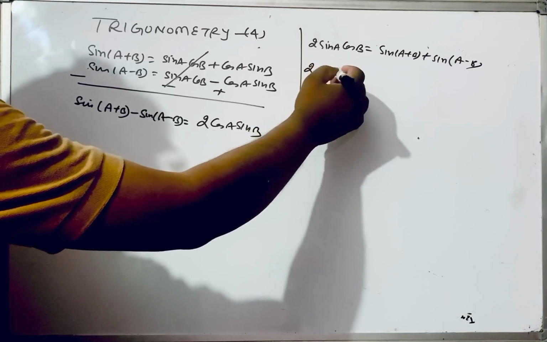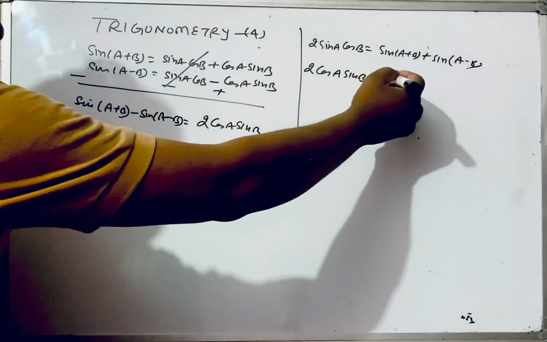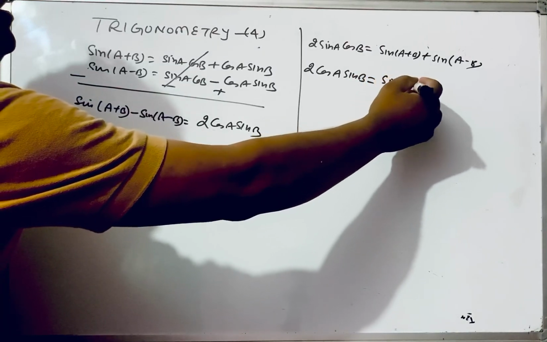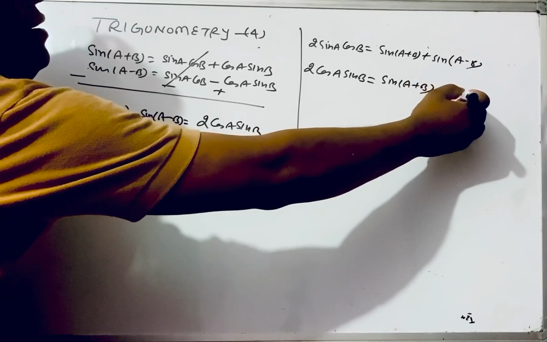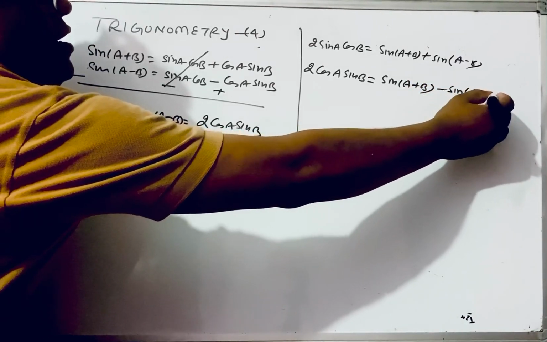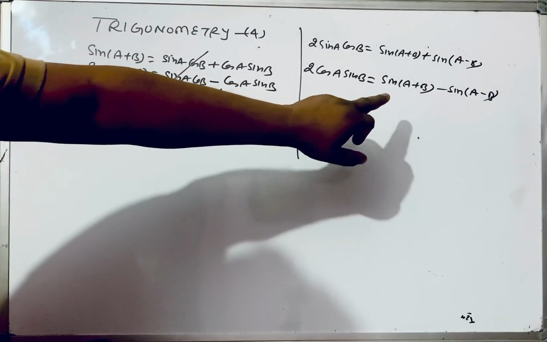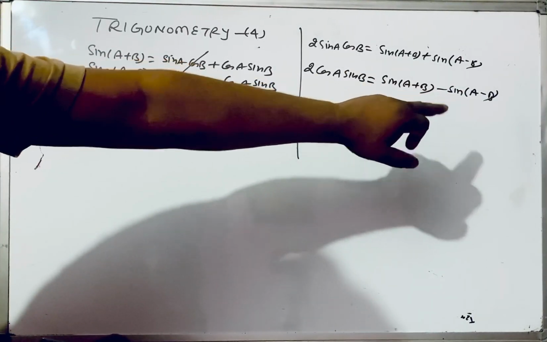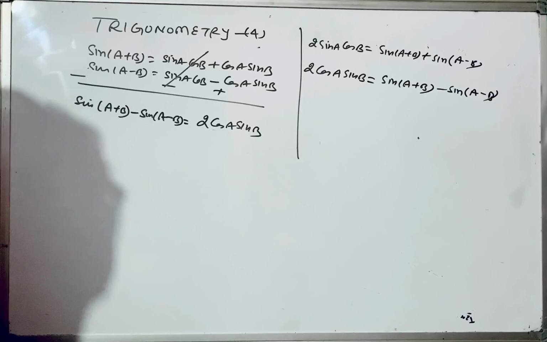Then 2 cos A sin B is equal to sin(A+B) − sin(A−B). 2 cos A sin B is equal to sin(A+B) − sin(A−B).